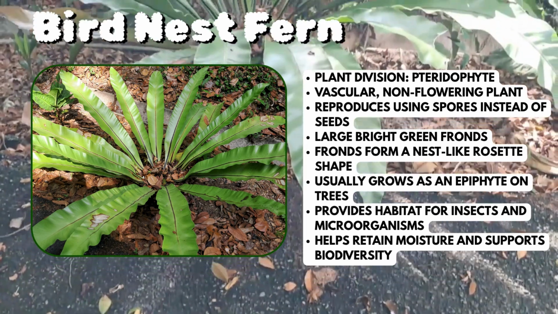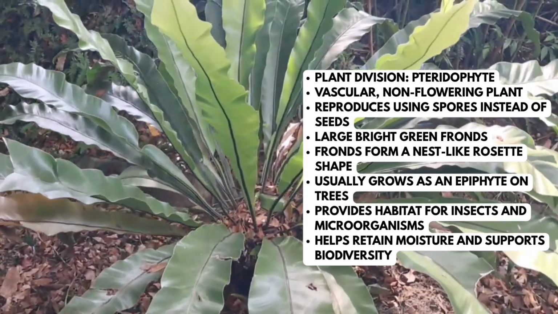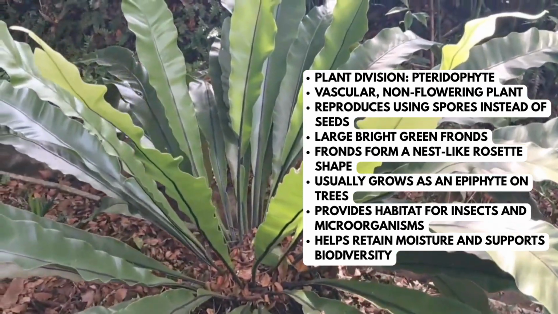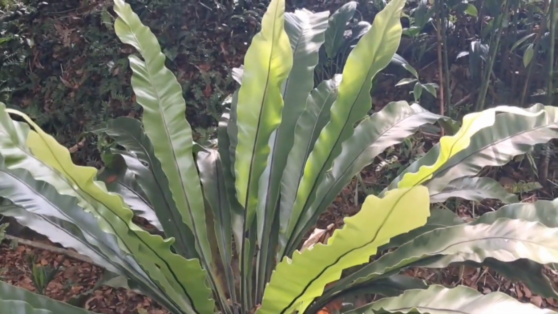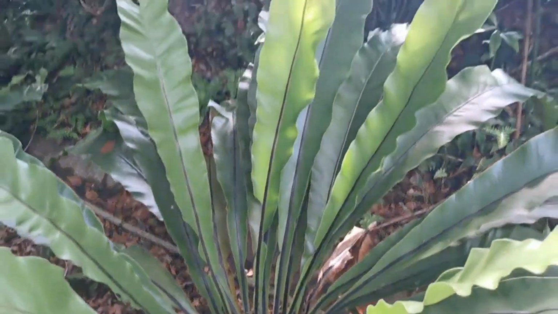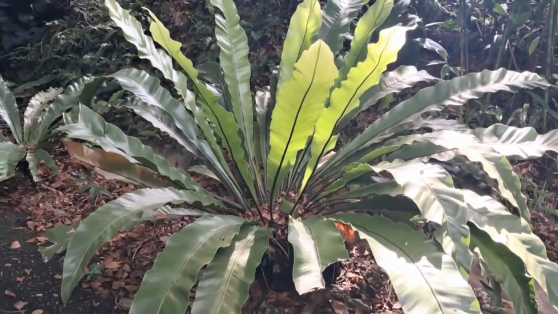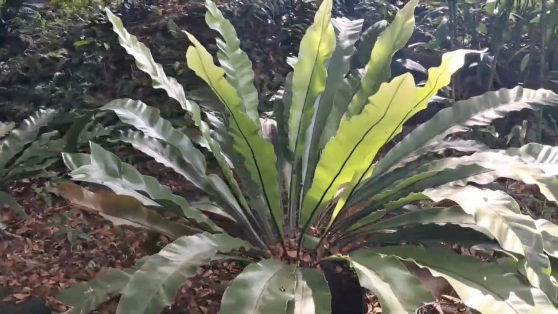This is the bird nest fern found at the USM Eco Hub. It belongs to the pteridophyte division because it reproduces using spores instead of seeds. Its large green fronds form a nest shape. These ferns help retain moisture and provide shelter for insects and small forest organisms.